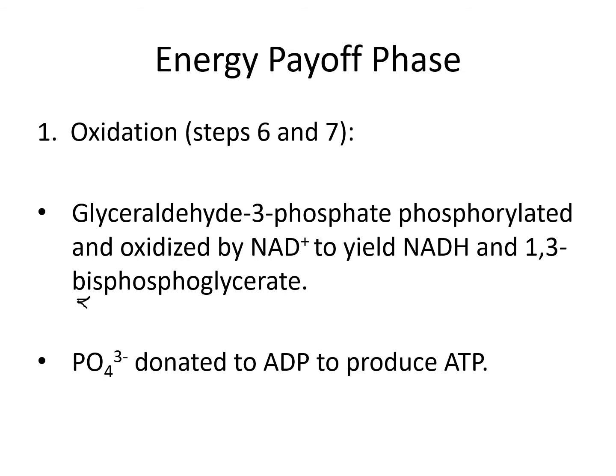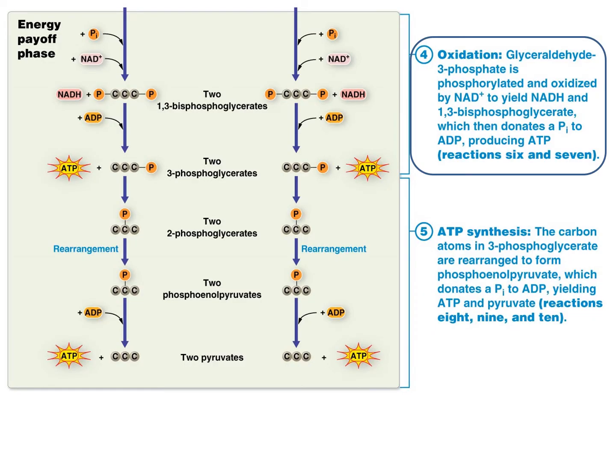Or should I say, gains electrons, and is oxidized. The phosphate is donated to ADP to produce ATP. Okay. So in this reaction, notice that we have 2 of them going on at the same time, because remember we have 2 of these molecules from the first step going on simultaneously.